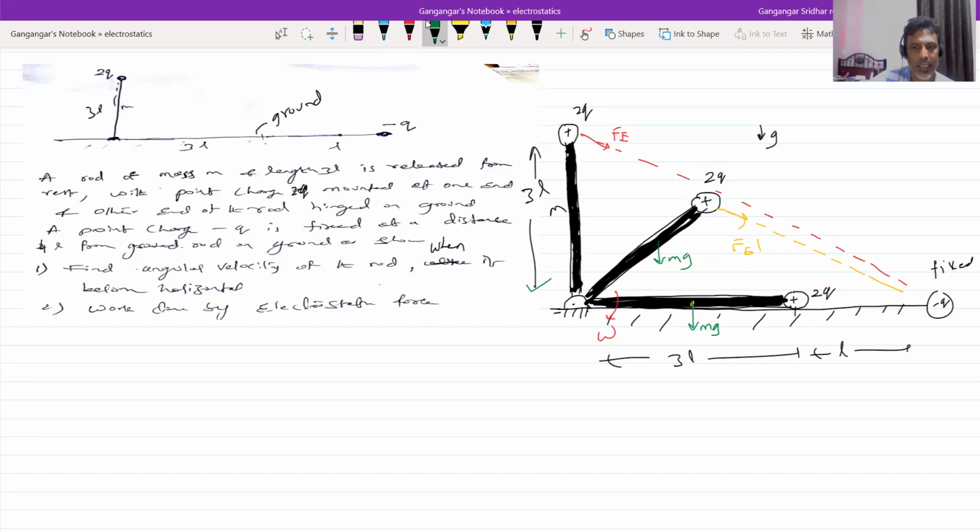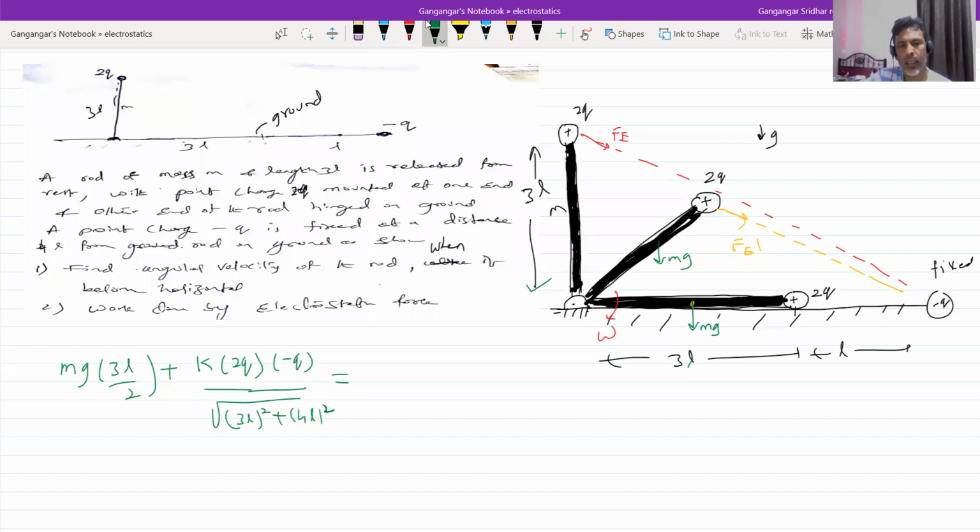So the decrease in gravitational potential energy is mg into 3L by 2. Then the initial interaction energy is k 2Q minus Q over the distance, which is the square root of 3L whole square plus 4L whole square, so this becomes 5L. It should be equal to the kinetic energy of the rod.